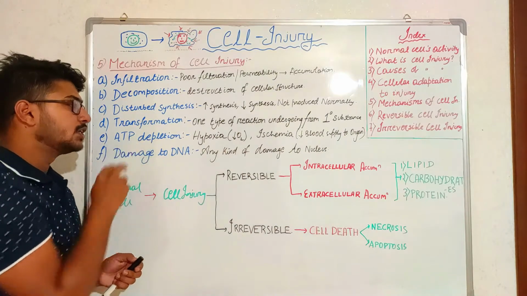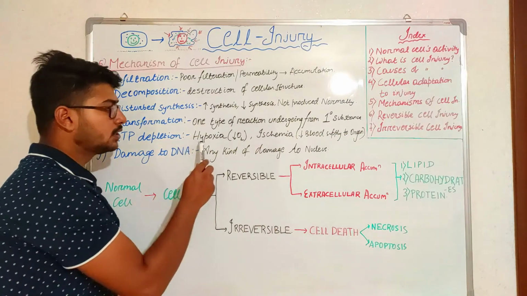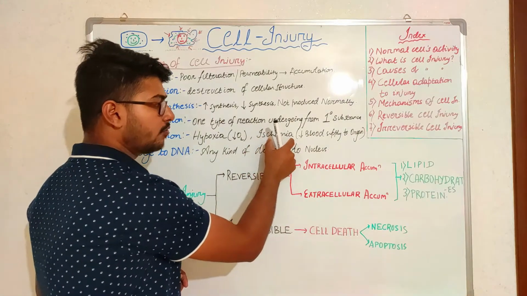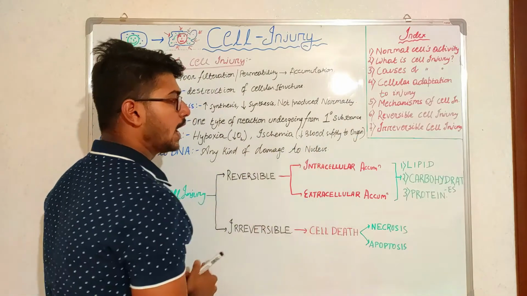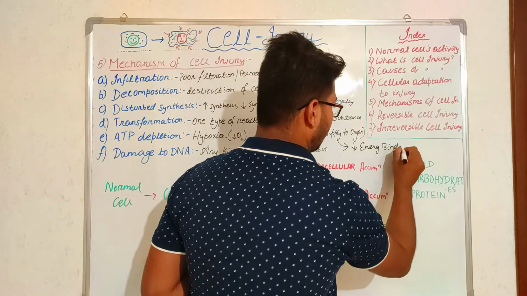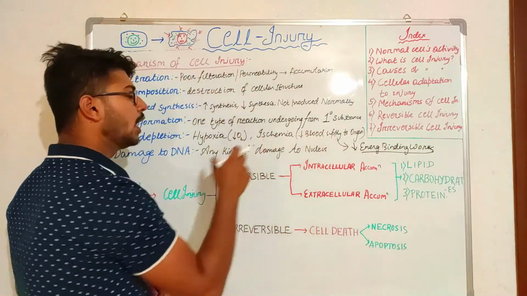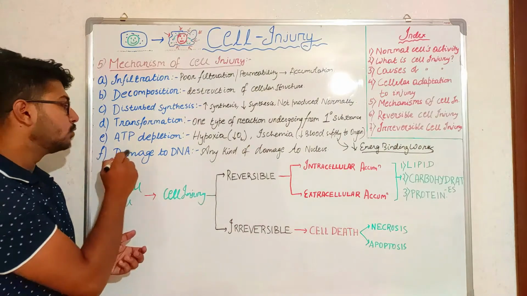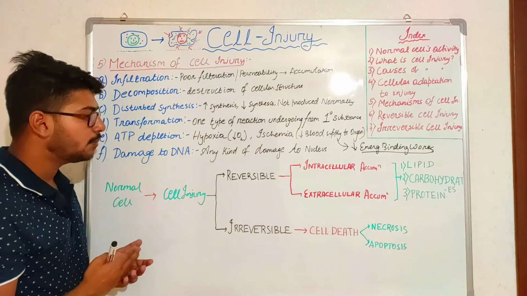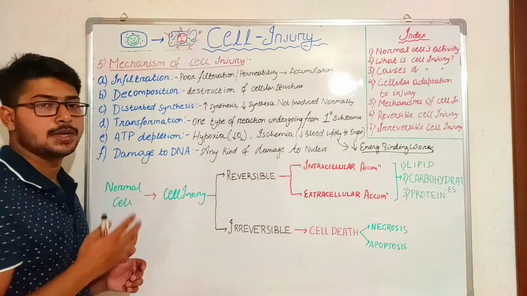Okay, then is the ATP depletion. ATP depletion means when the cell doesn't get enough oxygen for the metabolic processes, this condition is known as hypoxia, meaning less oxygen in the blood. Then ischemia is a reason in which there is less blood supply to the organ, through which there will be a decrease in the energy-requiring work inside the cell. So the work that requires ATP cannot be performed, resulting from the ATP depletion and finally causing cell injury. Then damage to DNA. We know DNA is the genetic material. So if there is certain damage to the nucleus, it is called a mechanism of cell injury as damage to DNA.